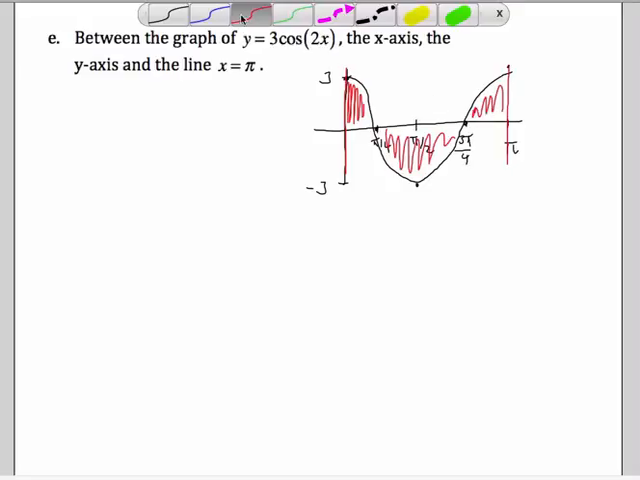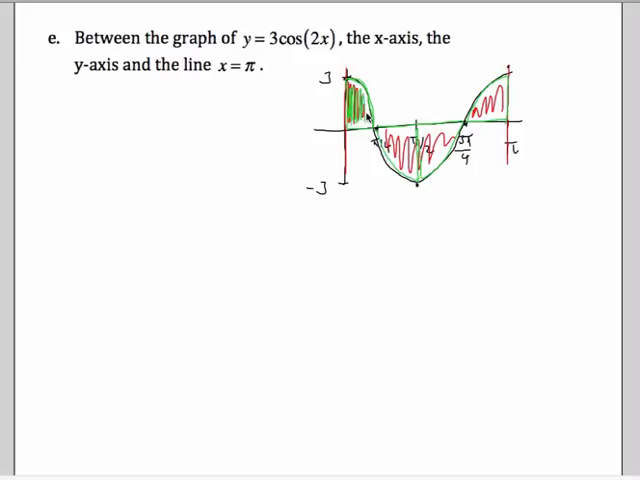What's nice about this is that if you look at the cosine curve, this section right here is the same as this area here, which is the same as this area here, and lastly this area here. So they are all the same area.